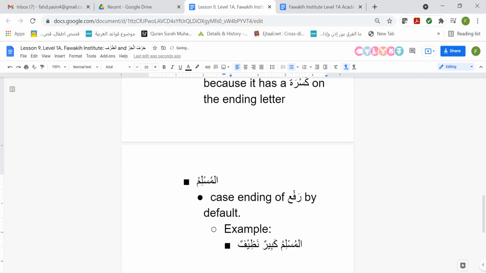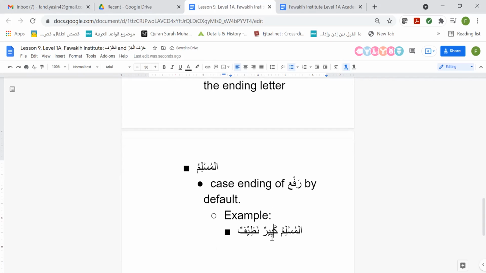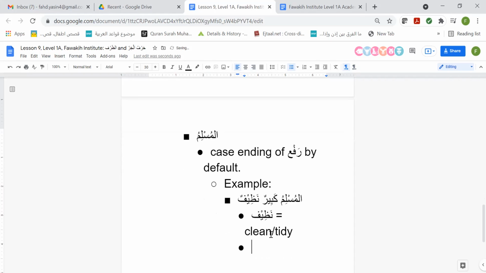All right, so al-Muslimu, you guys know. Kabir, I'm pretty sure you know, it means big, right? Nadhif means clean, tidy, something like that, right? So here the first word is rafa because there's nothing coming before it. Kabir is also in the state of rafa. For a reason you also know, this is a nominal sentence, a jumla ismiya. This word is the khabar, okay?